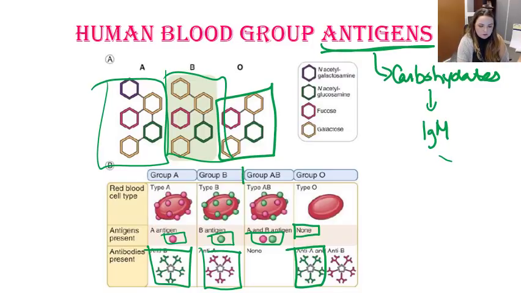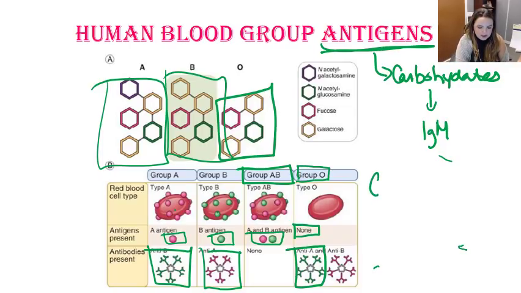And that's why group AB is part of the universal acceptor group, right? Because they have antigens for A and B, so they can receive type A blood or type B blood and not make any immune response. Type O, therefore, becomes the universal donor. I can give my blood to pretty much anyone, and they're going to be okay with it. There's an exception to that, and I'll explain it in a minute, all right? So they're going to make these antibodies. Now, how do we make these antibodies, and why do we make them?